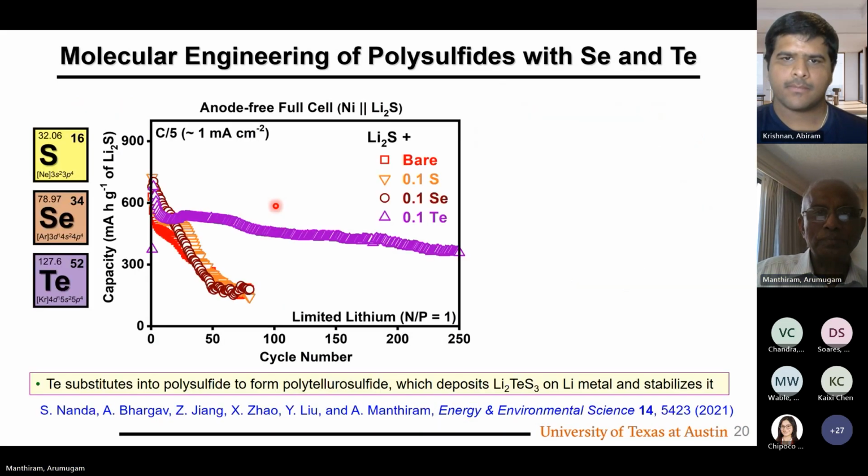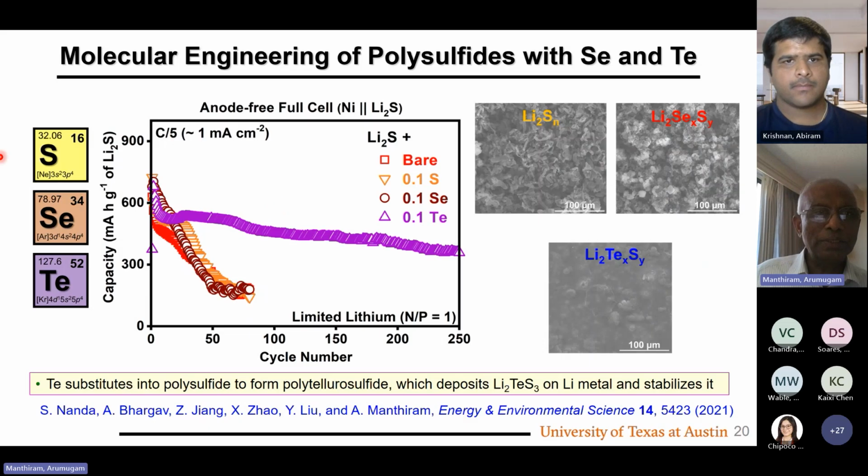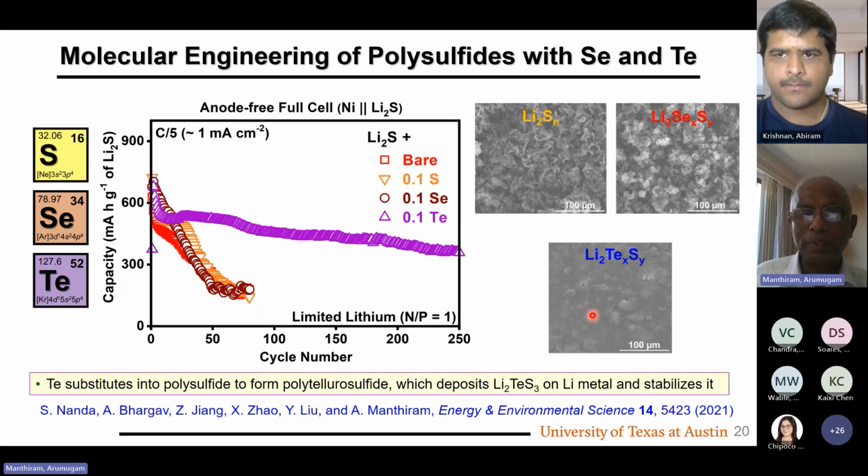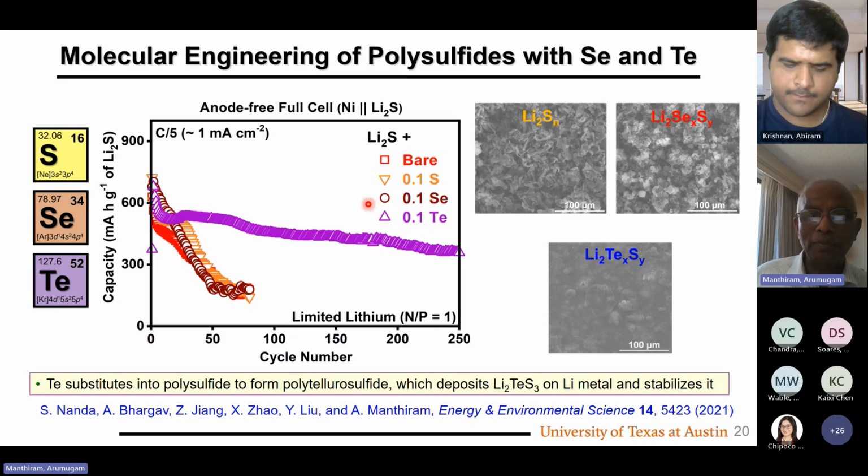That's a problem. So now, using chemistry, you see sulfur, selenium, tellurium, they're all in the same group. But tellurium behaves very differently than sulfur or selenium. It's more towards metallic. So when you add a small amount of tellurium, you see the cycle life can be changed drastically, because it forms Li2TeS3 on the anode surface. That leads to smooth plating and stripping of lithium on the anode. That's why it gives better cyclability. So chemistry plays a bigger role: how you can employ the chemistry to overcome some of the problems.